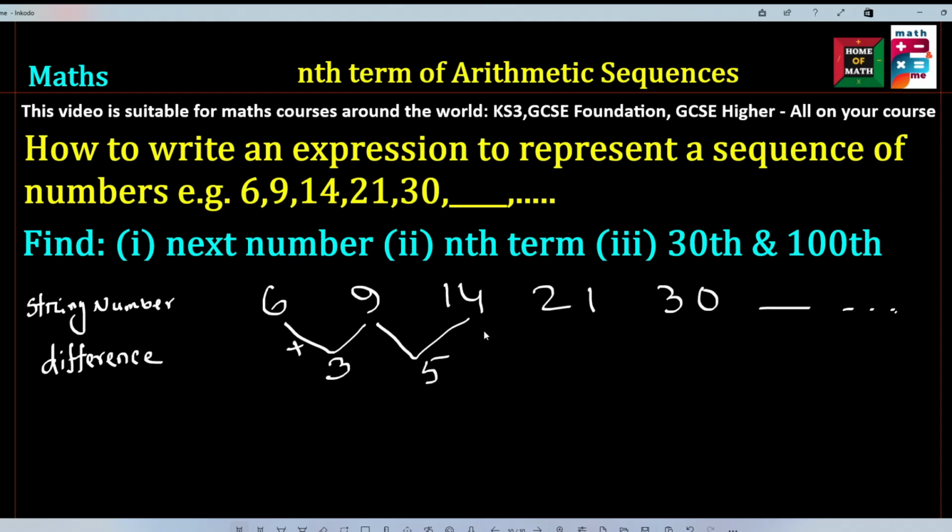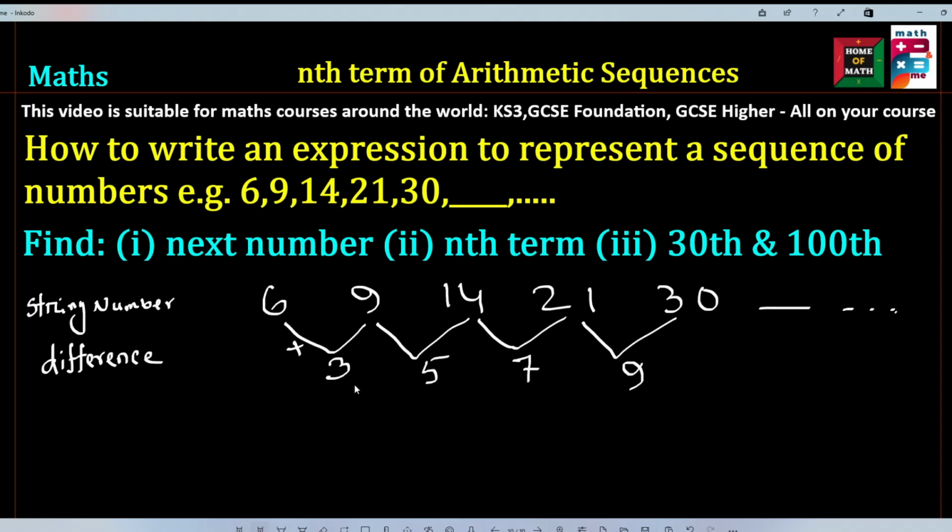Let's see the next one. This is 21 and this is 14, so the difference is 7. Look, the differences are not similar: 3, 5, 7. So what will be the next? 30 minus 21 means 9. Now look how we find out the next one.